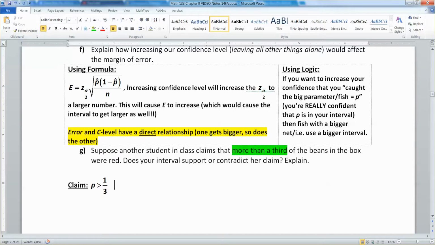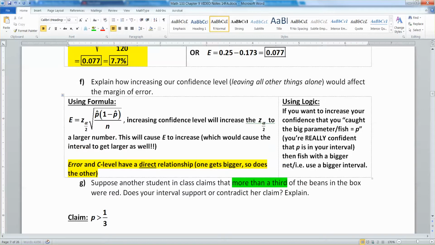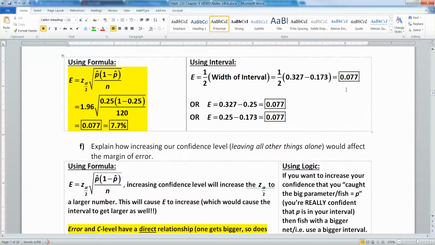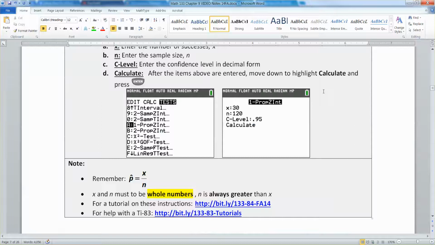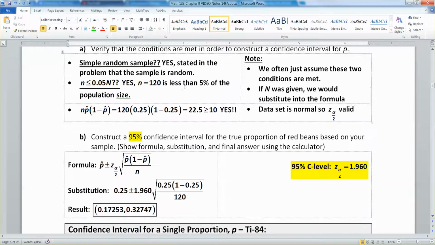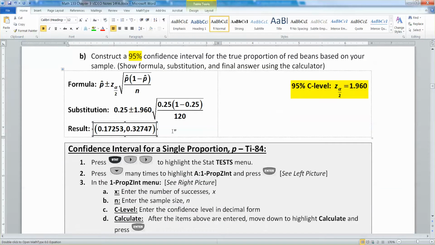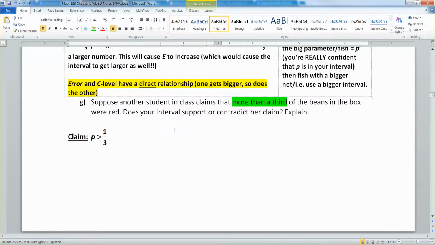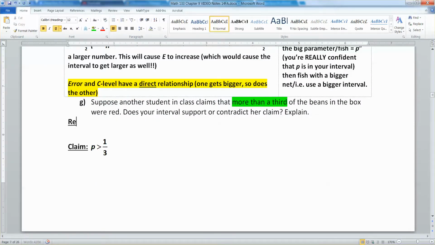Okay, so now just on a side note, when I ask you a support or contradict question, don't say yes. It's not a yes or no question. It's either supports or contradicts. So this person is claiming it's more than a third. Let's look at our interval. Our interval is from right here, 0.17253 to 0.32747. So let me just remind you, remember, the confidence interval was this, okay?